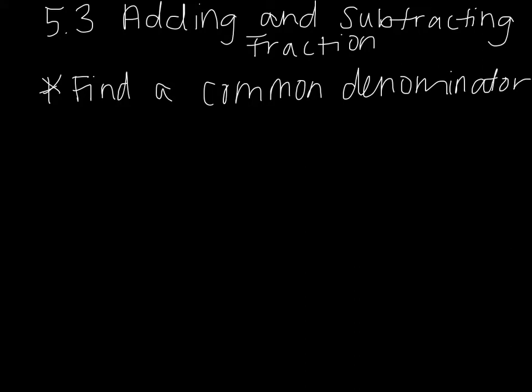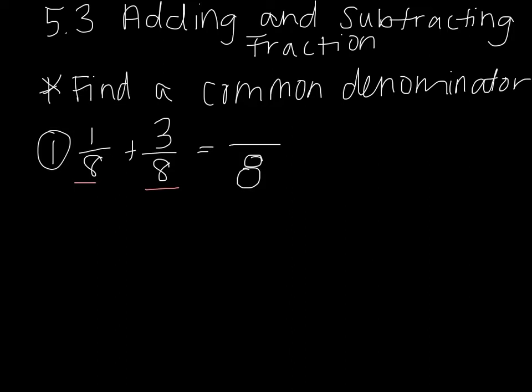Okay, so let's start with the first one. That says 1/8 plus 3/8. Okay, so this one is a pretty simple one. They already both have a common denominator of 8. So all I have to do is, I know my denominator in my answer will also be 8. Then I just have to do 1 plus 3 to get 4. So I would get 4/8.